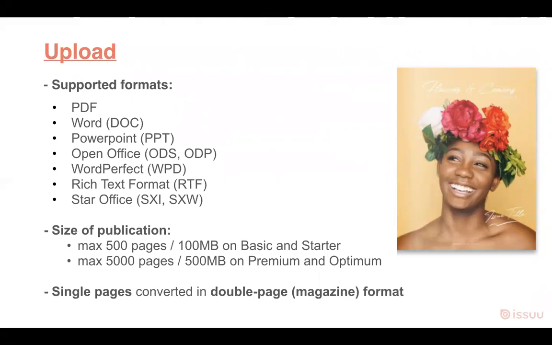The maximum size differs according to plan. On basic and starter, it's 500 pages and 100 megabytes. On premium and optimum, you can upload a publication up to 5,000 pages and 500 megabytes. This limitation is only per publication, and we do not have a limit on the number of published documents. So you can have an unlimited amount of publications on Issuu, and just pay attention to this limitation when you upload single publications.